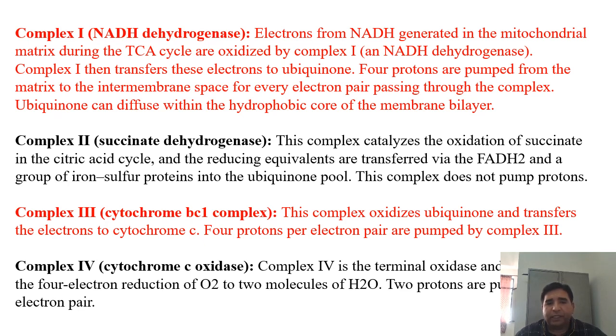In complex 3, it oxidizes ubiquinone and transfers the electrons to cytochrome C, and 4 protons per electron pair are pumped by this complex. And in the 4th complex, that is cytochrome C oxidase, oxygen is reduced for making water, and 2 protons are pumped per electron pair.